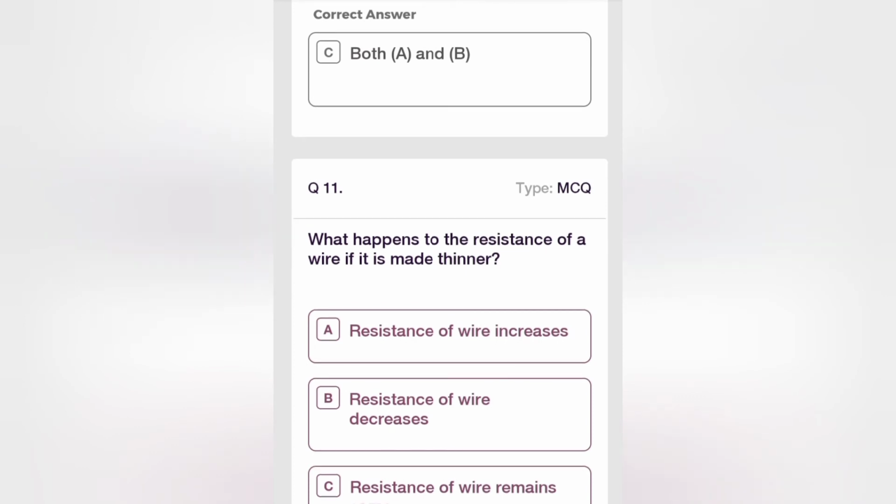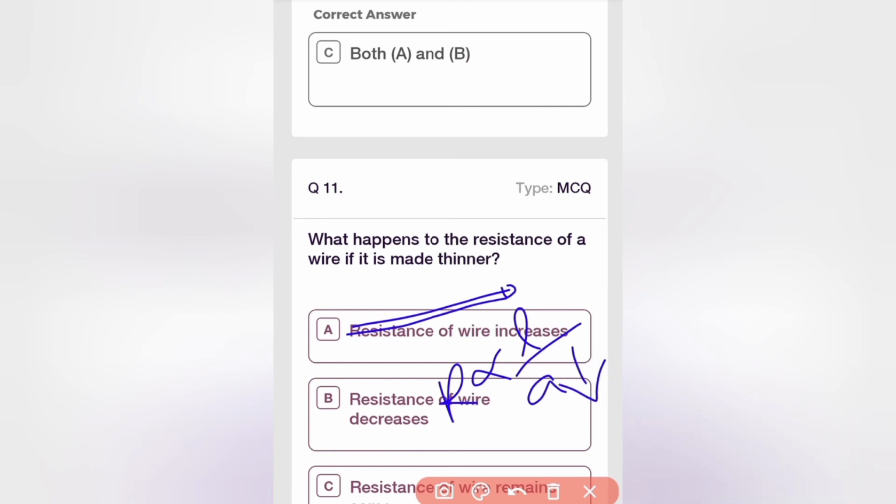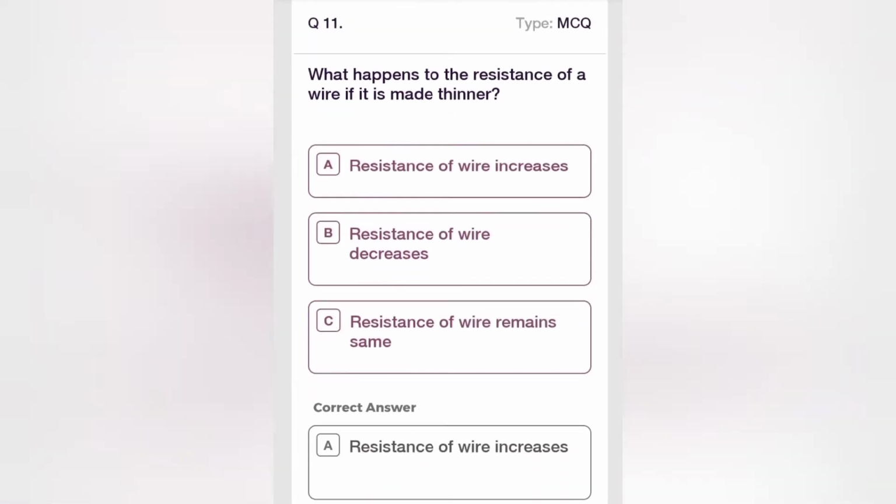What happens to the resistance of a wire if it is made thinner? See, if the wire is made thinner, the area decreases, so resistance will increase. So option must be A. A option is the correct answer.